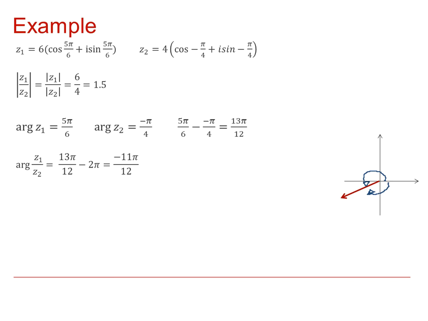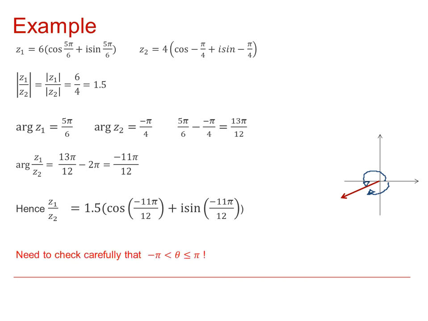We'll put those two things together then. z1 over z2 is then 1.5, and then putting in the argument, cosine of the argument plus i sine of the argument, gives us that expression. So in the same way as when we're multiplying, we have to be careful that the argument is a number between negative pi and pi. That will happen with division as well.